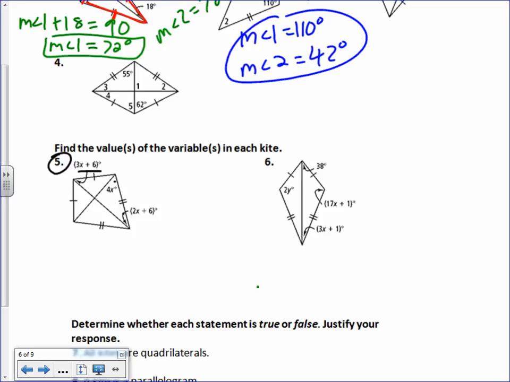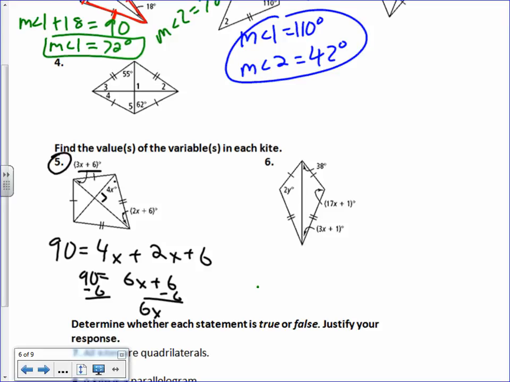Now we know this is also a right angle. The diagonals are perpendicular. So that leaves 90 degrees to be equal to the 4x and the 2x plus 6. So that would be 6x plus 6. Subtract 6 from both sides. 6x equals 84, and then we just have to divide both sides by 6 to figure out what x is equal to. What's 84 divided by 6?